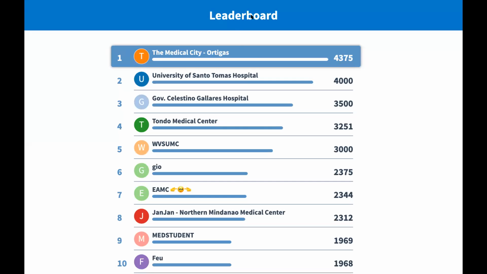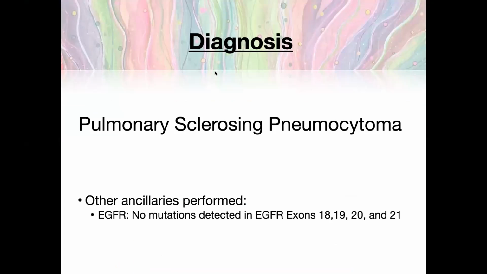That's our leaderboard. So overall, given the morphology of the tumor that showed a dual population of cells with distinct immunohistochemical staining patterns, a diagnosis of pulmonary sclerosing pneumocytoma was rendered. There were no postoperative complications and the patient was discharged in stable condition. We also checked for mutations for EGFR exons 18, 19, 20, and 21, which there were none. So stand by for another question.